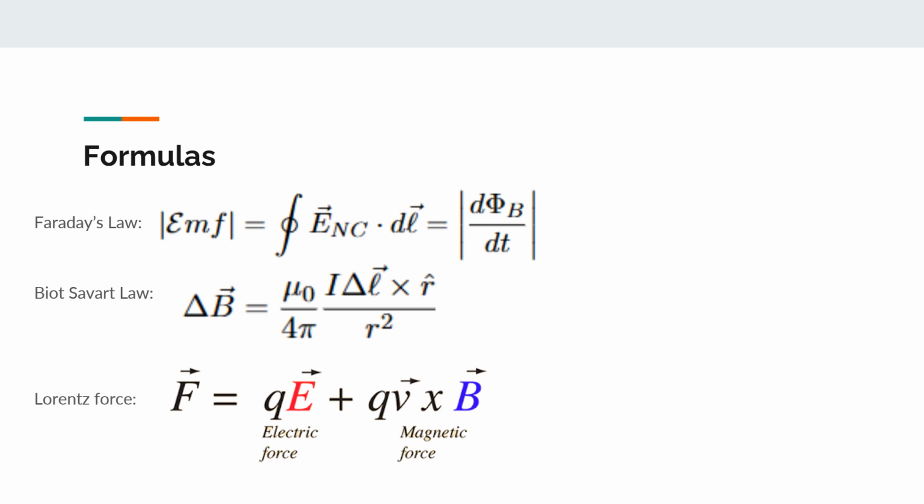Here are some of the important formulas that we're going to be using today. First is Faraday's law, which relates the EMF to the closed loop integral of the non-Coulomb electric field, and the time-varying magnetic field, which we use by deriving the magnetic flux. Next is the Biot-Savart law, which gives us the magnetic field, as well as the Lorentz force, which gives us the force.